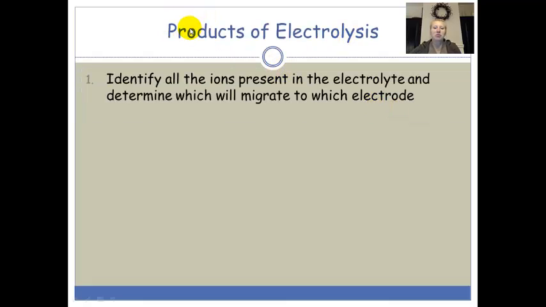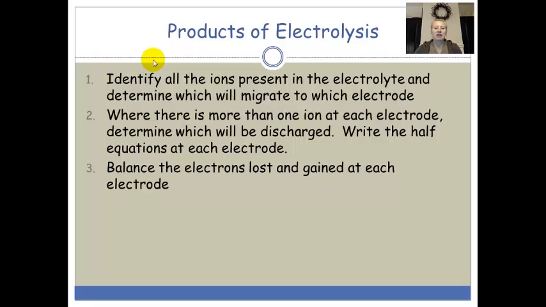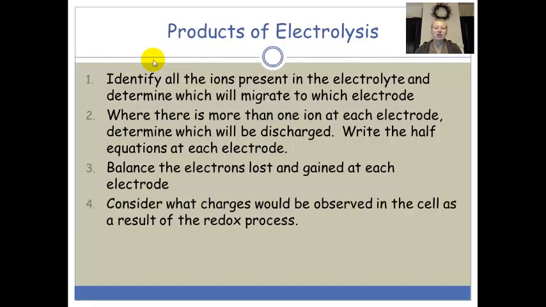So to determine the products for electrolysis, the first thing you're going to do is identify all the ions present in the electrolyte and determine which will migrate towards which electrode. When there's more than one ion at an electrode, you have to determine which will be discharged. So you'll write the half equations at each electrode. Then you'll balance the electrons lost and gained at each electrode, and consider what changes would be observed in the cell as a result of the redox process.